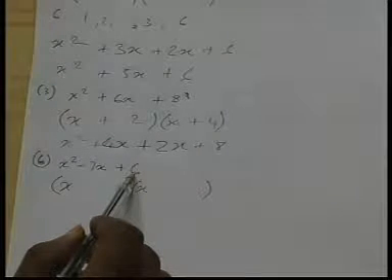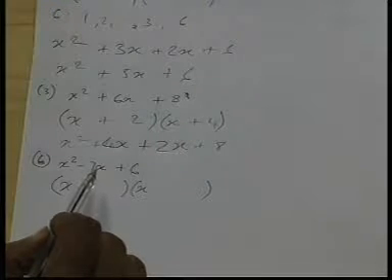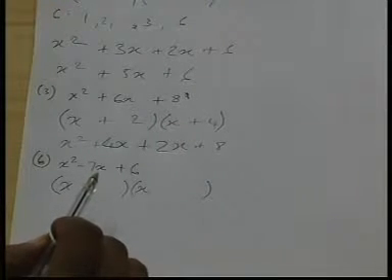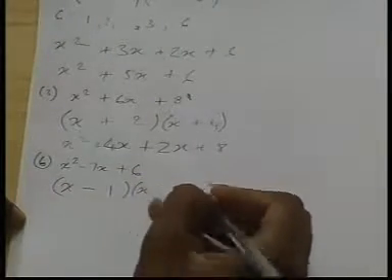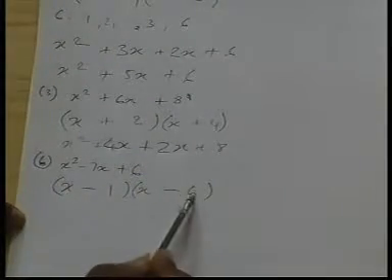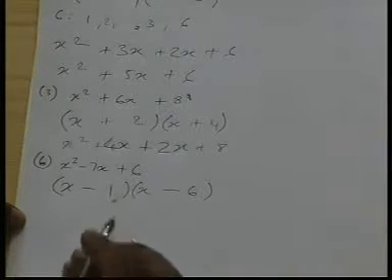So 6 is equal to minus 1 times minus 6, and minus 1 add minus 6 is minus 7. So minus 1 and minus 6. Minus 1 times minus 6 is plus 6. Minus 1 add minus 6 is minus 7.